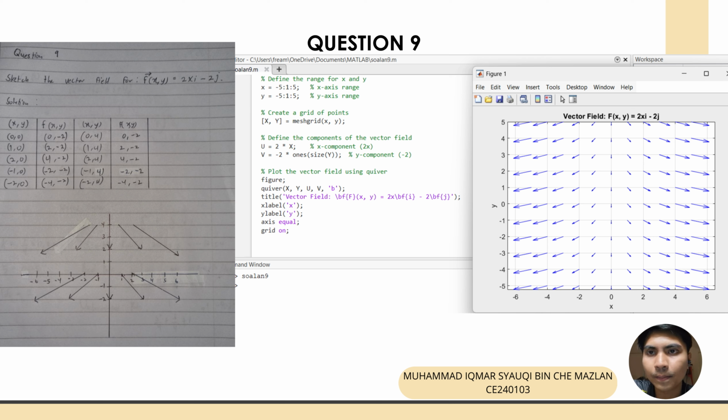And for the MATLAB, I assume the x axis range and y axis range, and then we use the meshgrid function for the grid points, and then we use the quiver syntax to plot the vector field. So this is our final vector field.